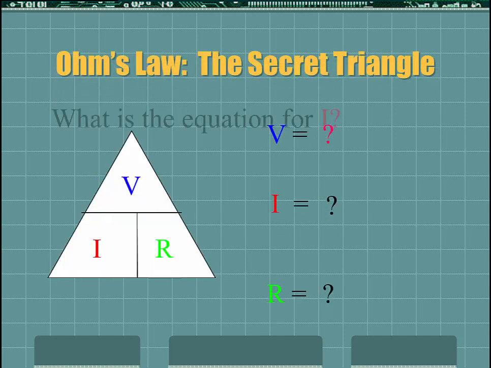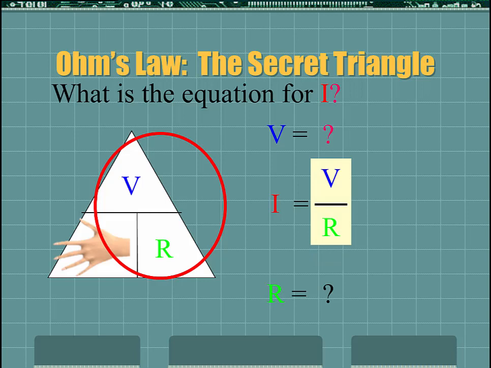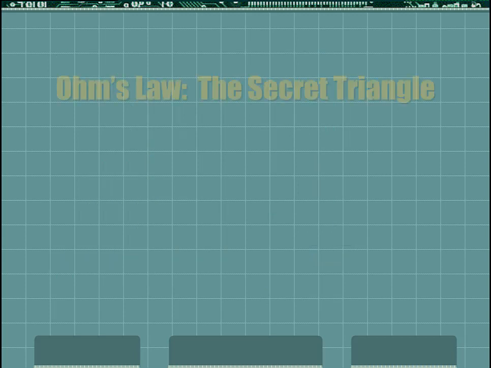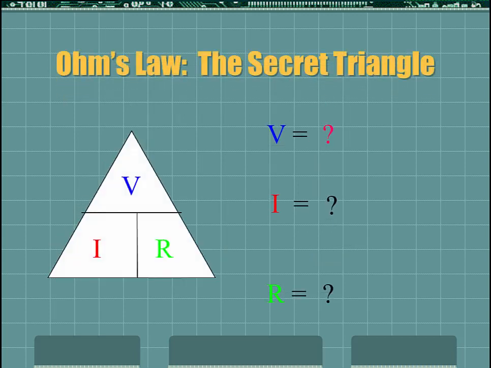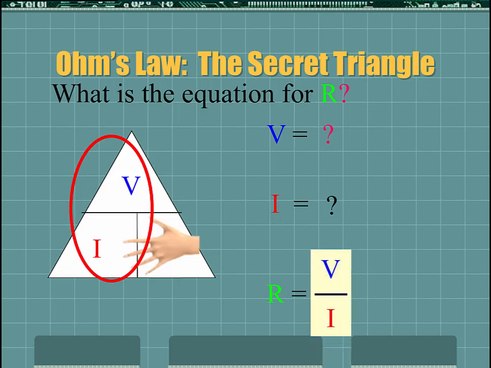Let's say next we want to find I. So how can we get the equation for I? All we got to do is cover up I with our hand. And notice on the triangle we get V over R. So I is equal to V over R. Finally, let's say we want to find now resistance. That's all that's left. So again, we're going to cover up R with our hand, and we got V over I. So R equals V over I. So the little secret triangle, it's really not a secret, but it's just a nice little algebra trick.